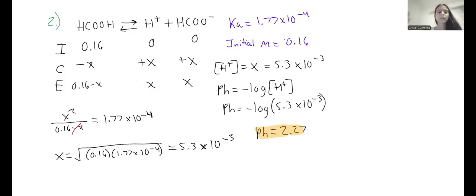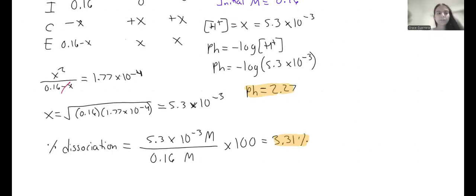Now, since that is our X value, that is also equal to our proton concentration. So H+ is equal to X, and our pH is equal to negative log of H+, which we also found from question 1. Using the equation from question 1, our pH is equal to negative log of 5.3 times 10 to the negative 3, and we get that the pH is equal to 2.27.